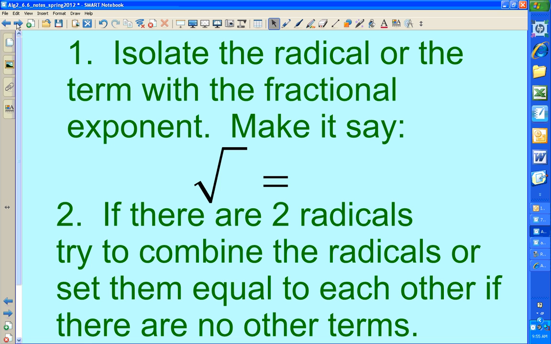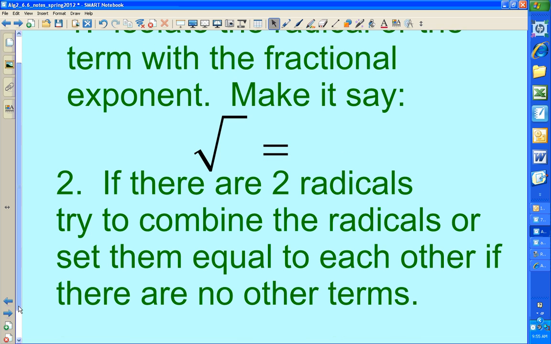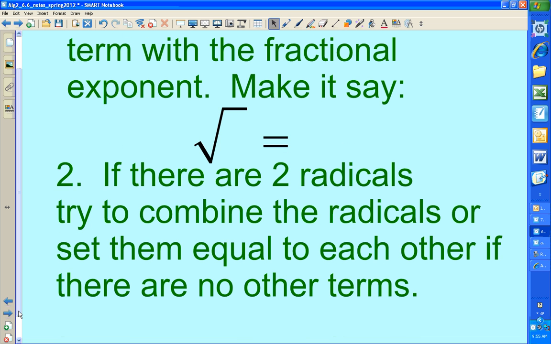Okay, so again, here's another one. Isolate the radical. Make it say radical equals. Here's the twist. If there's 2 radicals, you've got a couple of options on what you could do here. If there's 2 radicals, you could combine them. If you could get them to be the same index with the same radicand, you combine them. That would be terrific. Not going to happen very often.